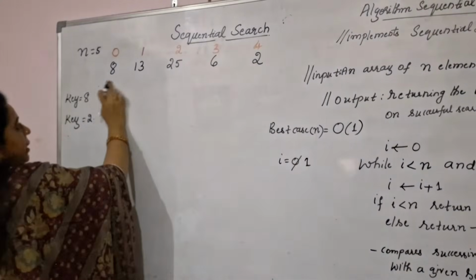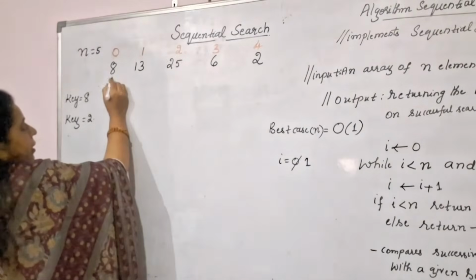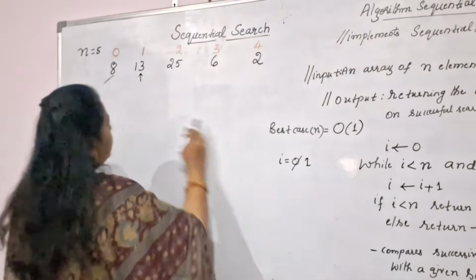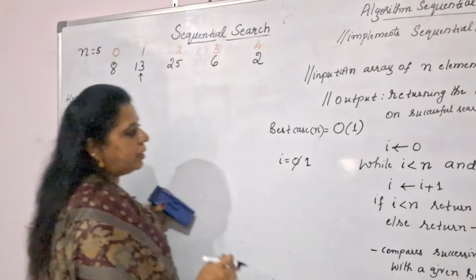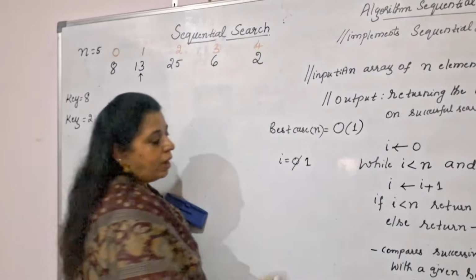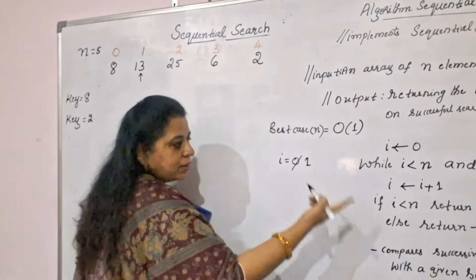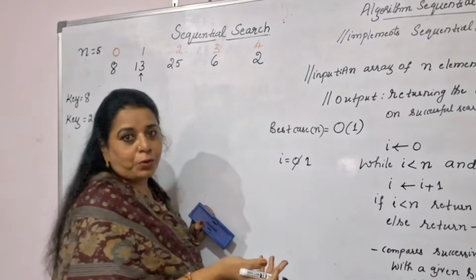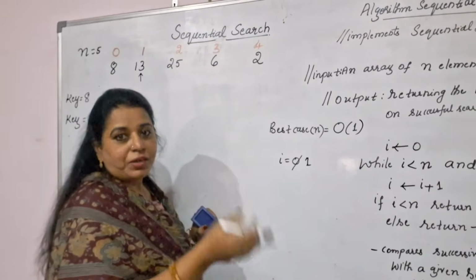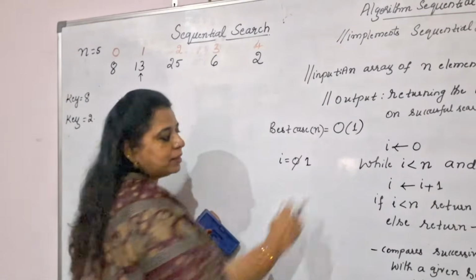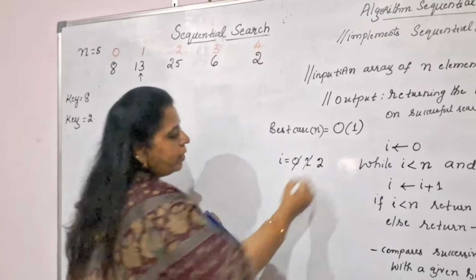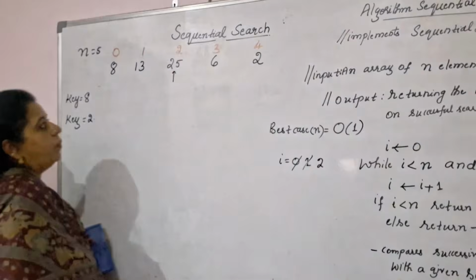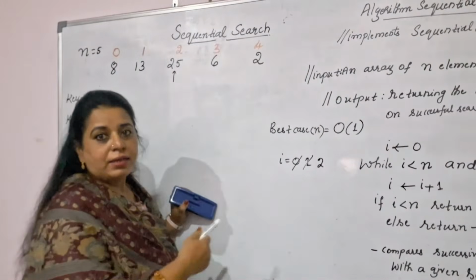So it is seeing that it did not find a match here. Now it will check for the next element. Then once again it will check I less than n, 1 less than 5, yes it is true. Whether A of I is 13, whether 13 is equal to 2, no it is not equal to 2. If it is not equal to 2, then you enter inside the loop and increment the value of I. So I becomes now 2. So it will point to this location. Now I is equal to 2.